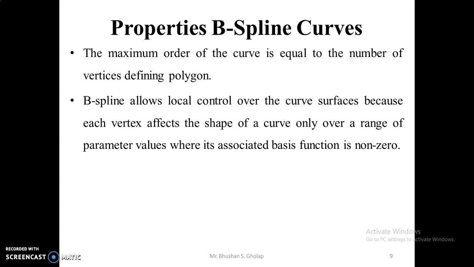Again, there are different properties for the Bezier curve, that is, the curve lies within the convex hull of its defining polygon. The curve exhibits the variation diminishing property, thus the curve does not oscillate about any straight line more often than its defining polygon. The curve generally follows the shape of the defining polygon. So these are the properties of B-spline curves.